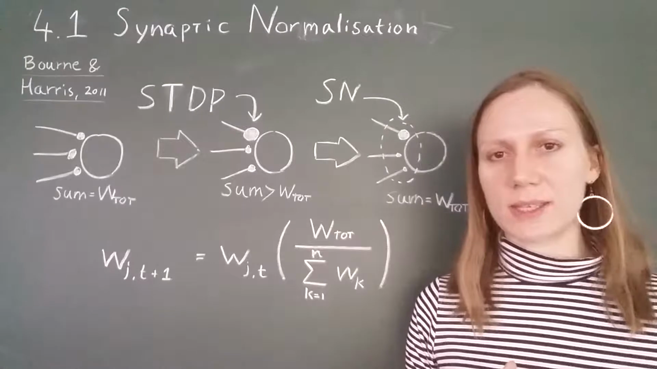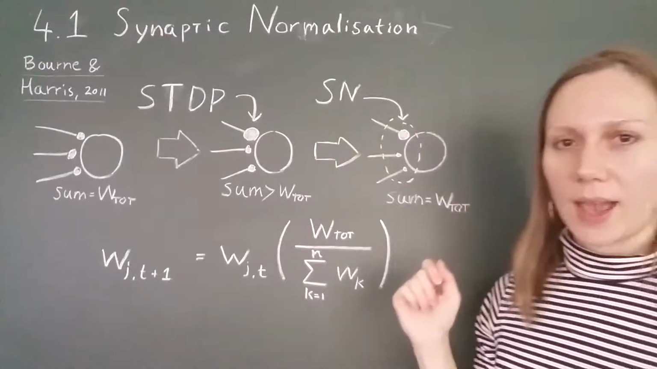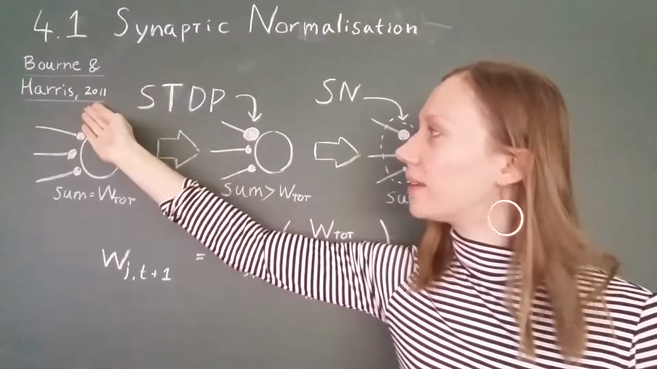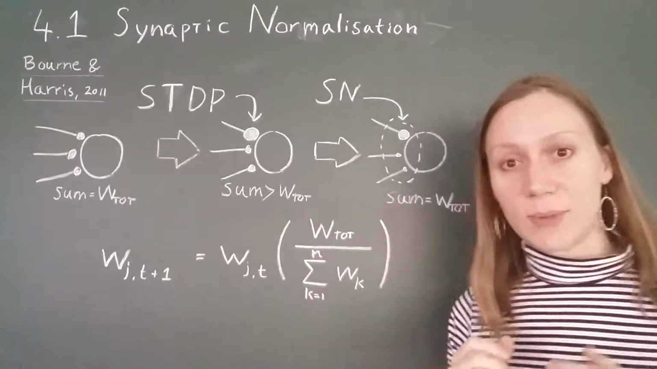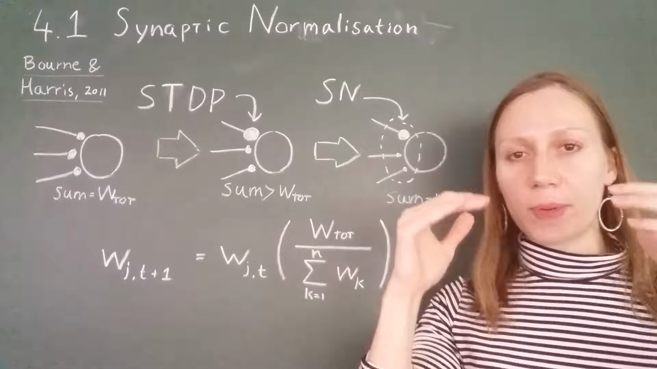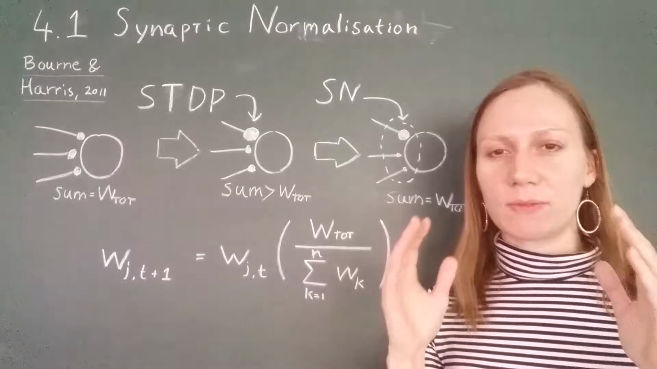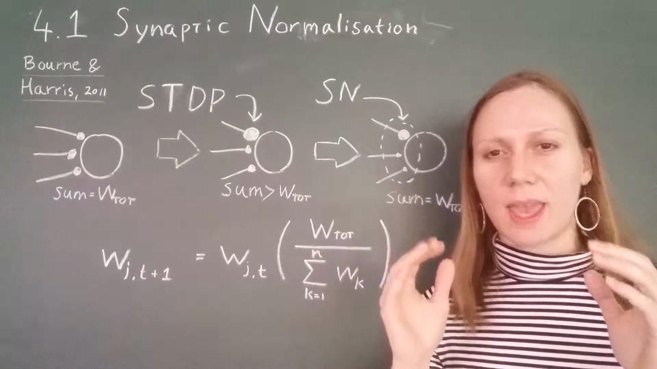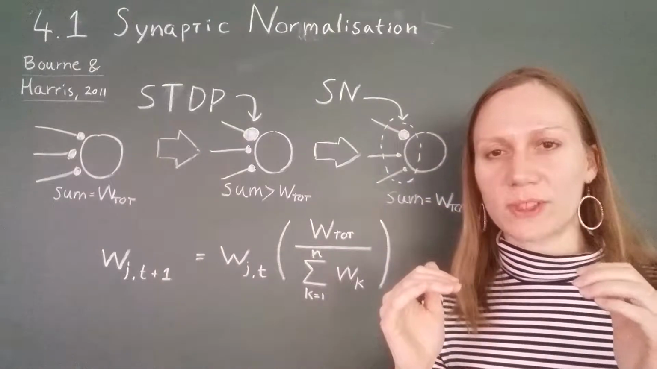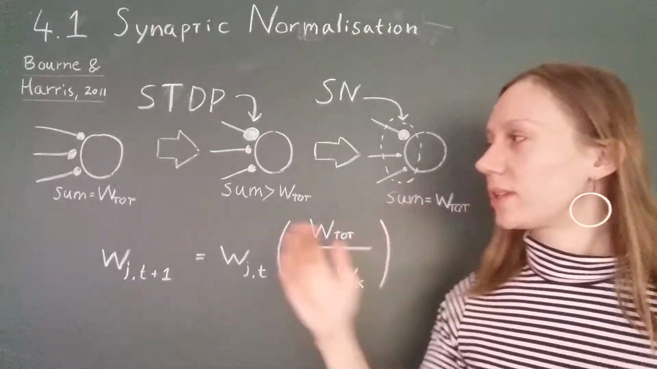One such homeostasis is called synaptic normalization, and it's inspired by this study here. Simply said, synaptic normalization scales down or scales up a whole group of weights from synaptic inputs if the sum of those weights exceeds or falls short of some threshold or some desired sum, which we call W total.